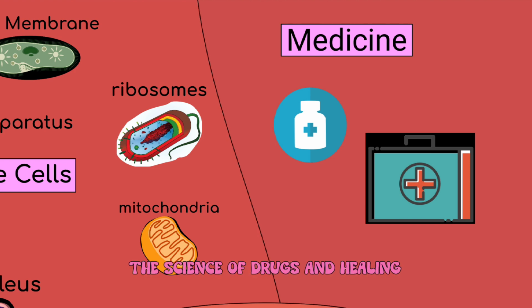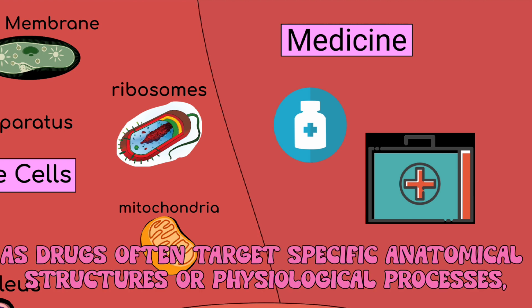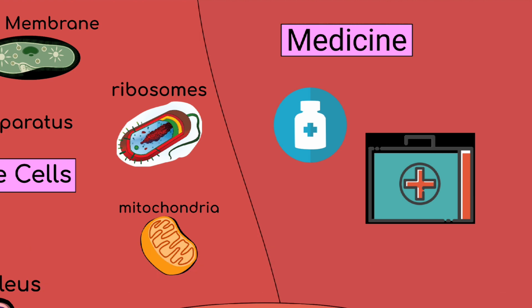Pharmacology, the science of drugs and healing. Pharmacology is the study of drugs and their effects on the body. It intersects with anatomy and physiology, as drugs often target specific anatomical structures or physiological processes. Understanding the intricate interactions between drugs and the body enables healthcare professionals to prescribe medications tailored to individual needs, accounting for variations in anatomy and physiology.